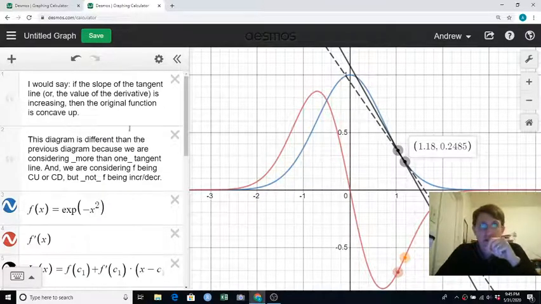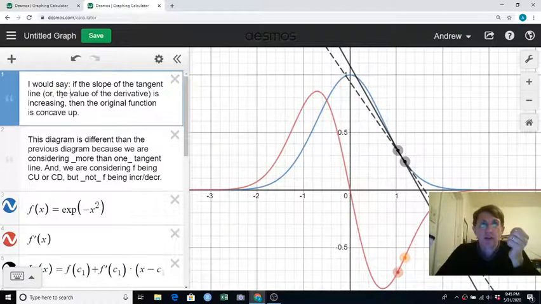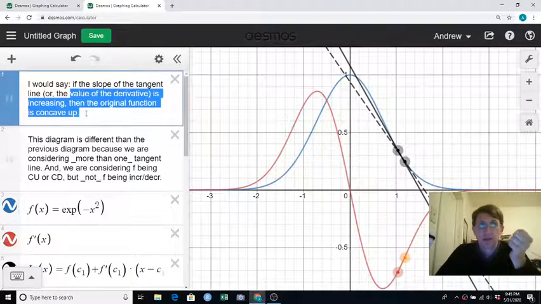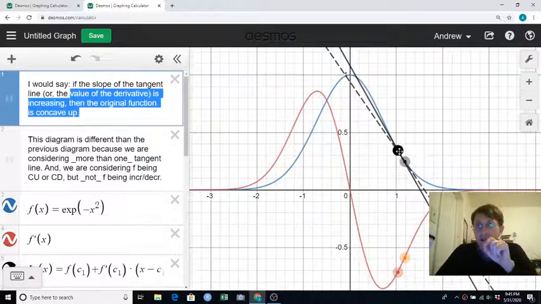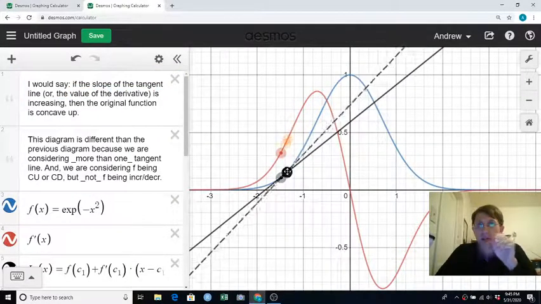So it might be good to write out this exact sentence. If the slope of the tangent line is increasing, then the original curve is concave up. And write it again as if the value of the derivative is increasing, then the original function is concave up. So notice here, unlike the previous video, we're talking about how the slope of the tangent line is changing from one point to another, but we're not talking about whether f is increasing or decreasing. We saw this region is concave up, even though f is decreasing here. Over here, f is concave up and f is increasing.